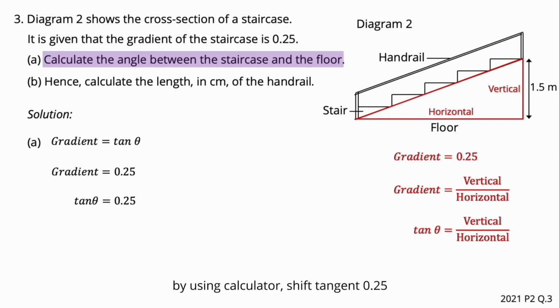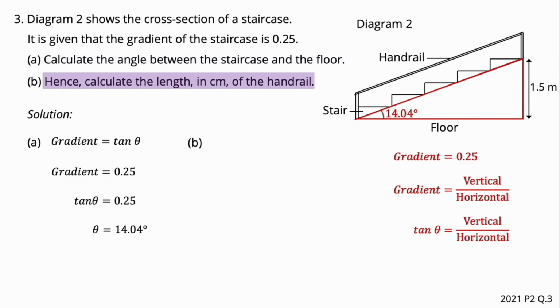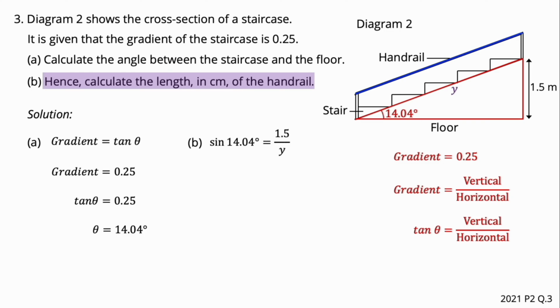By using the calculator, shift tangent 0.25. The angle between the staircase and the floor is 14.04. B. Hence, calculate the length in cm of the handrail. The handrail is the hypotenuse of the right angle triangle. Let it be y. By using the formula of sine, opposite over hypotenuse, sine 14.04 equals 1.5 divided by y. Transpose the positions of sine 14.04 and y. Make it y equals 1.5 divided by sine 14.04. y equals 6.185 m.